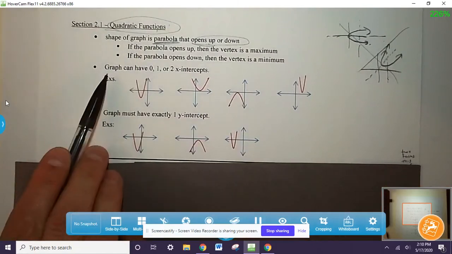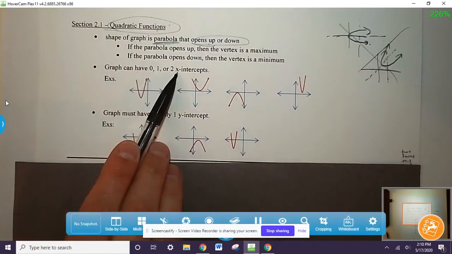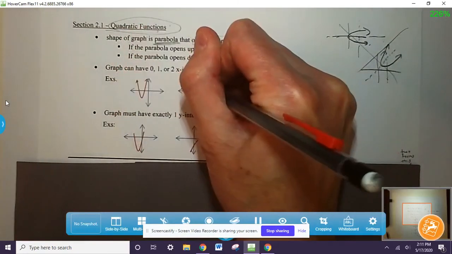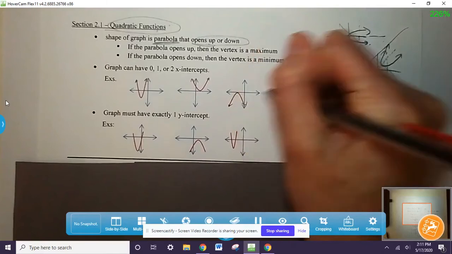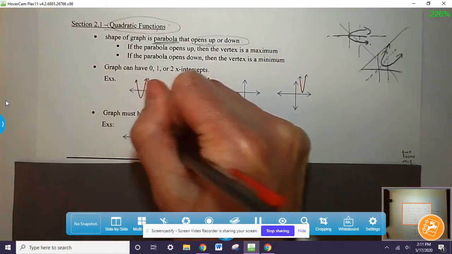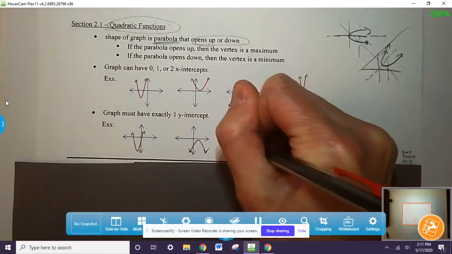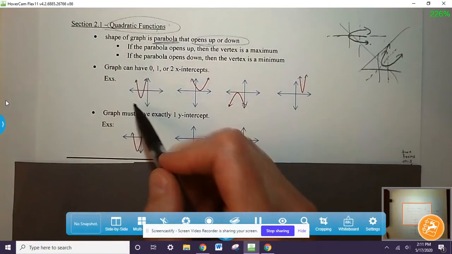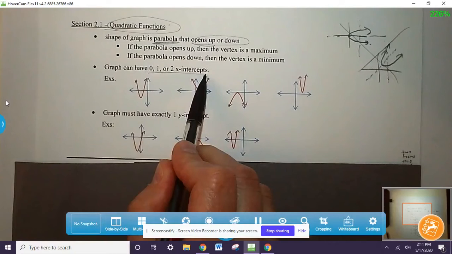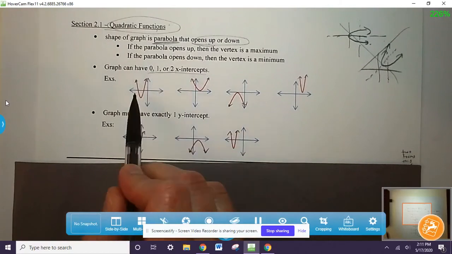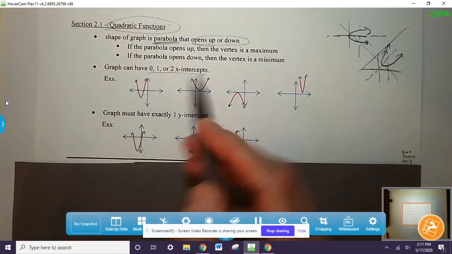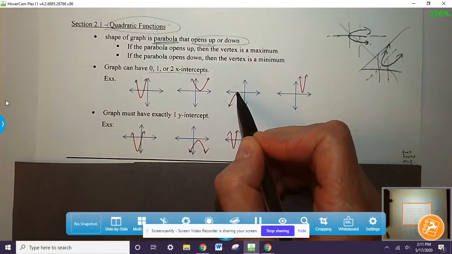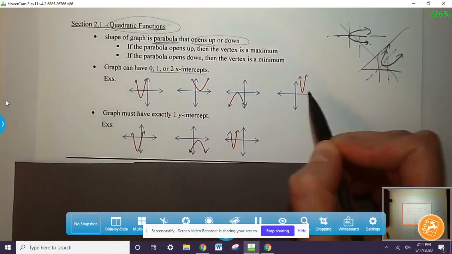Just to remind you, graphs can have 0, 1, or 2 x-intercepts. Go ahead and throw the arrows. If you printed the worksheet, go ahead and throw the arrows on the ends of each of those parabolas, because the graph doesn't just stop there. The graph continues up forever to the left, up forever to the right. And just as a quick reminder, your graphs can have no x-intercepts, 1 or 2. Most have 2 x-intercepts, but if the vertex is on the x-axis, you'll have 1 x-intercept, like this one, like this one. And some graphs have no x-intercepts.